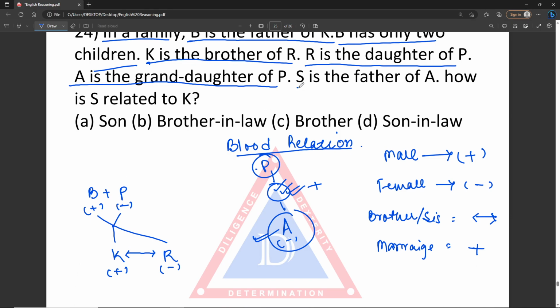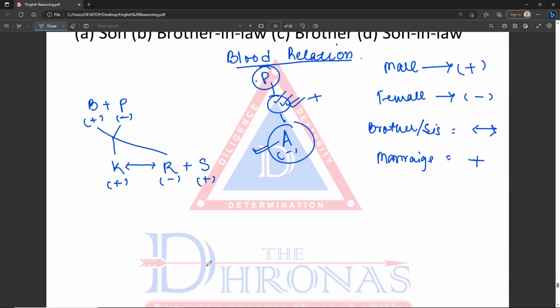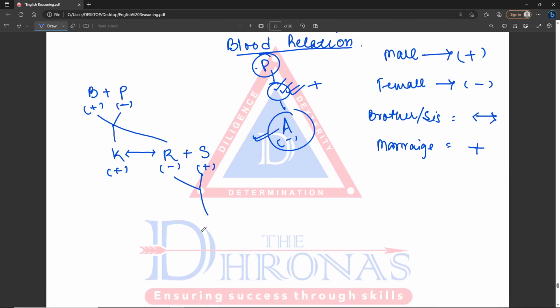So let's see. It is given S is the father of A. So here is given father. We cannot marry a male with a male. So S is the father. That means R is married to S, and they have a child named A, which is a granddaughter. So this is the blood relation. See, B is married to P. They have 2 children, K and R. R is married to S and they have a child named A.